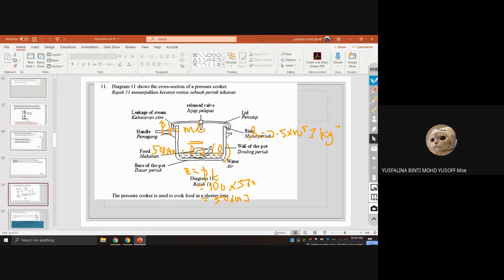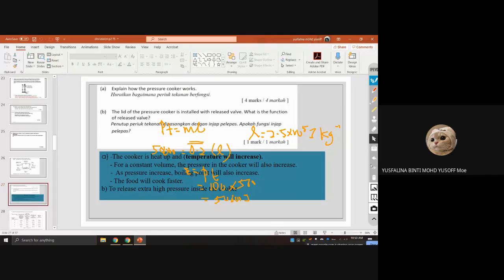Okay, next one. This one is diagram 11, which shows the cross section of the pressure cooker. So the first question asks you to explain how the pressure cooker works. So this one actually uses the gas law, pressure and temperature. There are three gas laws, right? Boyle's law, Charles' law, pressure law. So for the pressure cooker they use the pressure law.